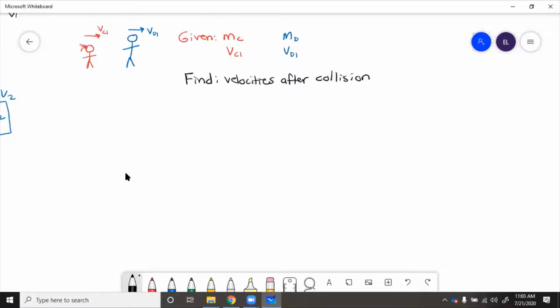So Catherine runs at Daniel and tackles him. They stick together. So this means the coefficient of restitution equals 0.